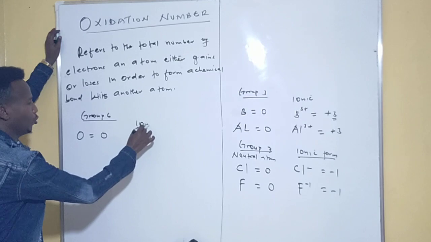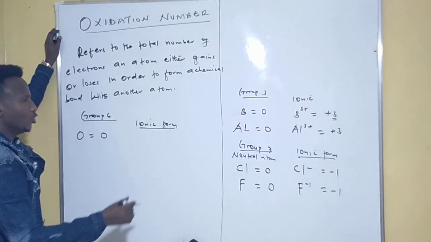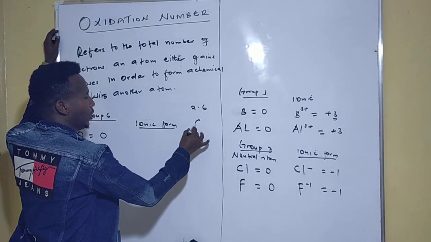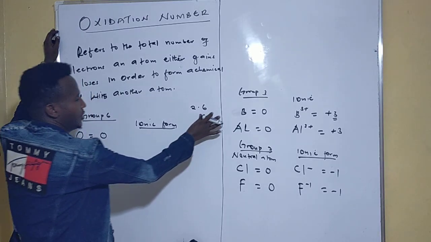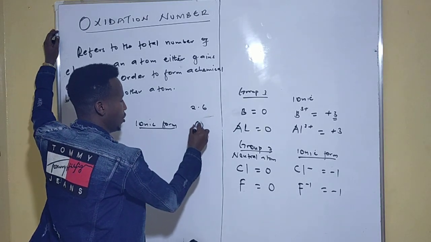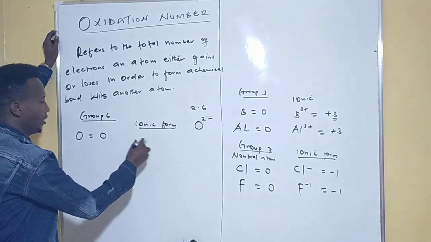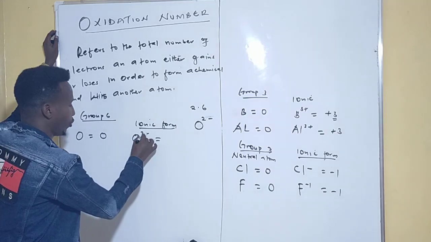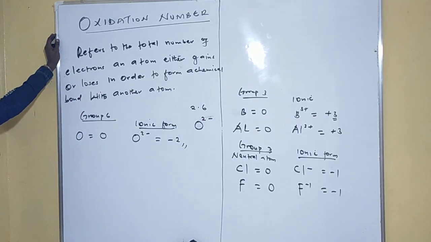So in ionic form, look here, we know that oxygen is what? 2, 6, atomic number 8. So it will gain 2 electrons. Gain of electrons means what? Negative. You see that oxygen ion is written like this, O 2 negative. Then, okay, the oxidation state of this will be negative 2. Just understand that, please. Okay?